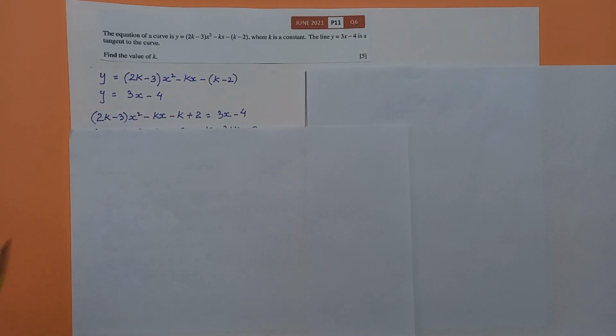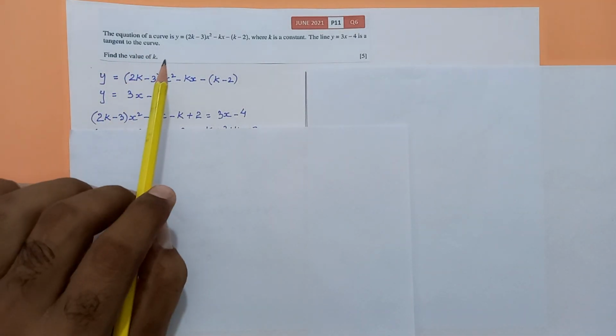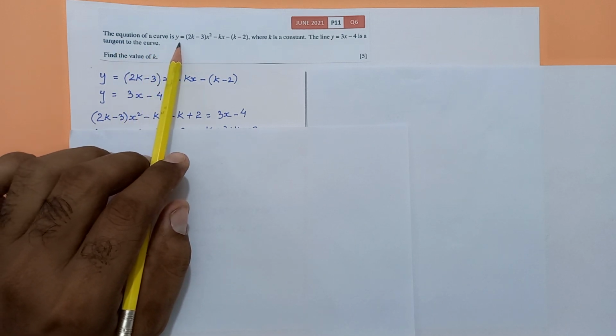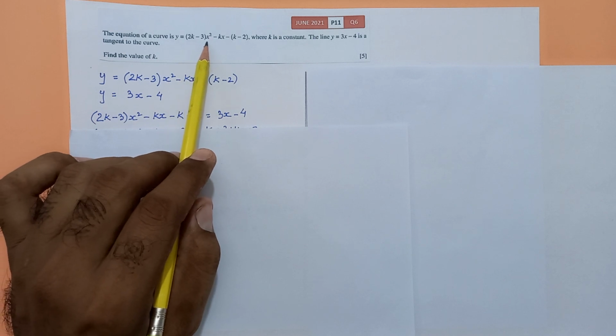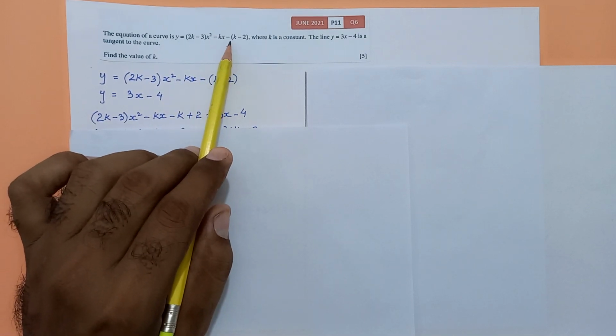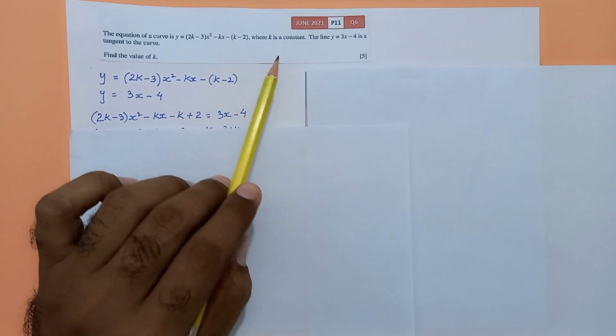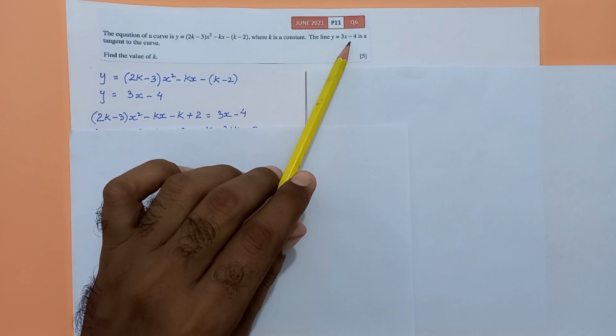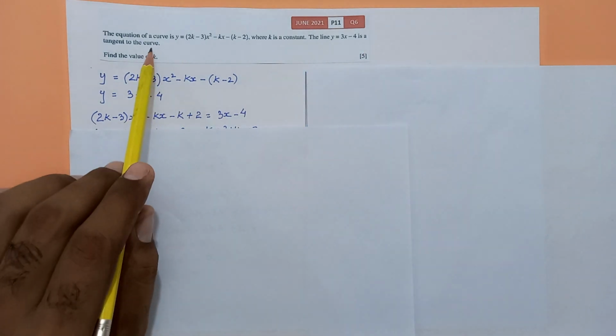Hello everyone. We have a question which says that the equation of the curve is y equals (2k minus 3)x² minus kx minus (k minus 2), which is basically the equation of the curve. The line y equals 3x minus 4 is a tangent to the curve.